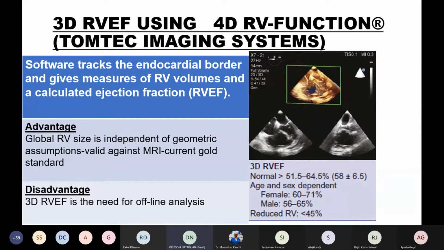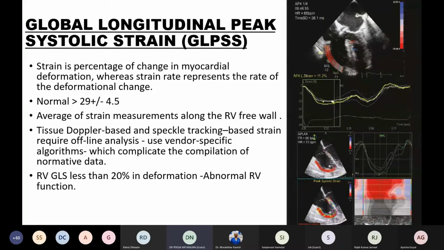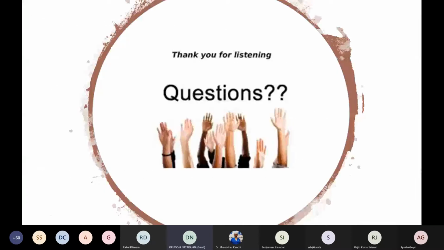So the other ways we can assess RV function is 3D. Obviously, the TomTec imaging is the latest, and it is very reliable for assessing the global RV function. It is also validated against the MRI, which is the gold standard. So this is how it looks like. Then we can do the global longitudinal strain. In the global longitudinal strain, we calculate the strain pattern, and anything normal is more than 29. So anything less than 20 is called abnormal function. So these are my references. Thank you.